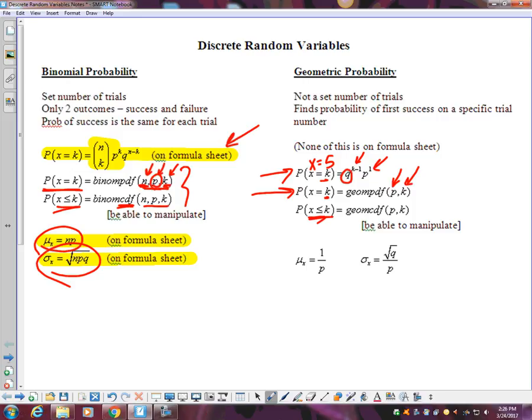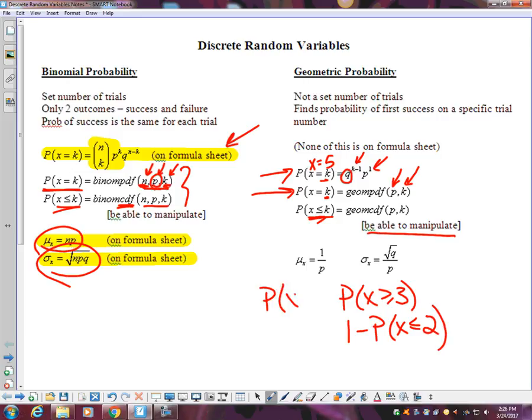And this is the whole less than or equal to. And you need to be able to manipulate. So if I want this, you need to know that that's 1 minus that. If I want, no, not equal to, if I want this, then you need to know that that's 1 minus that. So think about those and make sure that you remember how to do that. We'll work on that a little bit today.